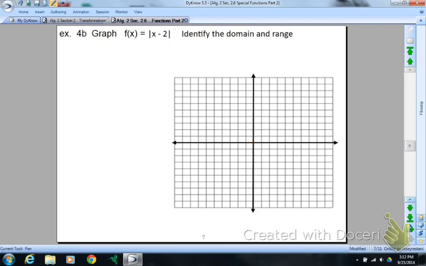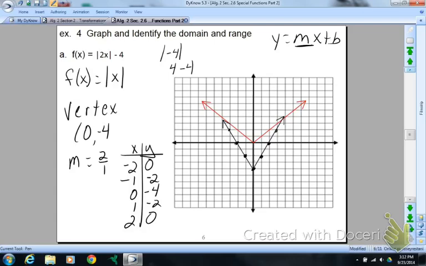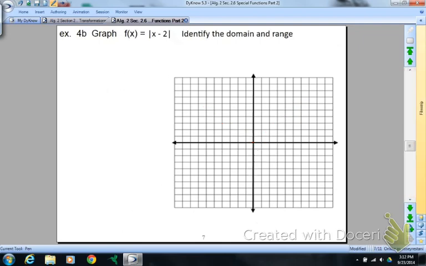Okay, copy that one down. Okay, don't forget, let's do our domain. Our domain is all negative infinity to positive infinity. Our range starts at negative 4 to infinity. Okay, example B, absolute value of x minus 2.